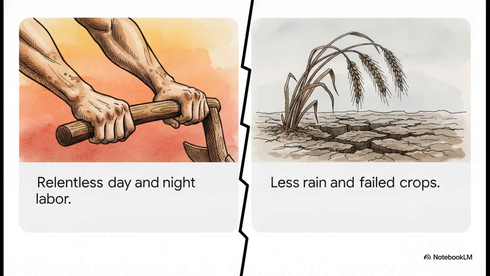This harsh juxtaposition forces us to ask a really difficult question. Why is it that immense human effort, relentless day and night labor, is met with such devastatingly uncontrollable outputs? It completely shatters the myth that hard work always equals success. In Ramu's agrarian reality, maximum input can still result in absolute zero output, simply because the sky withheld its water.